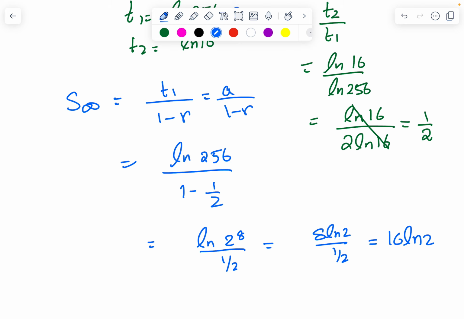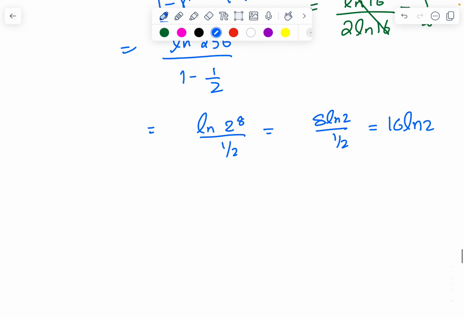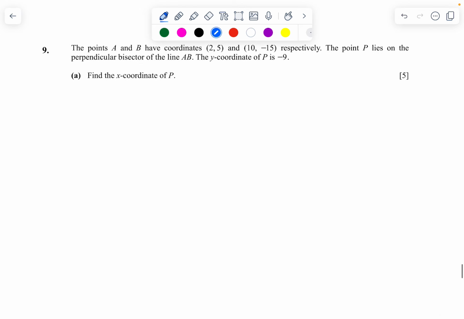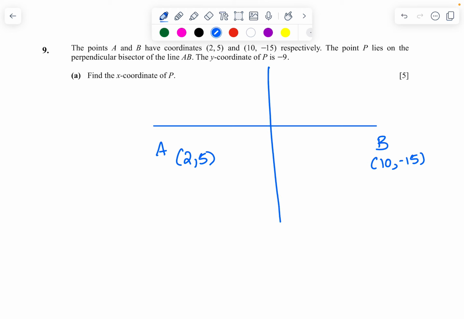That's question number 8. Now coming to question number 9. The points A and B have coordinates. The point P lies on the perpendicular bisector of AB and the Y coordinate is negative 9. Find the X coordinate. So A is 2, 5. B is 10, negative 15. P lies on the perpendicular bisector of AB. So there is a perpendicular bisector passing through the midpoint and perpendicular. P lies with X coordinate x and Y coordinate negative 9.